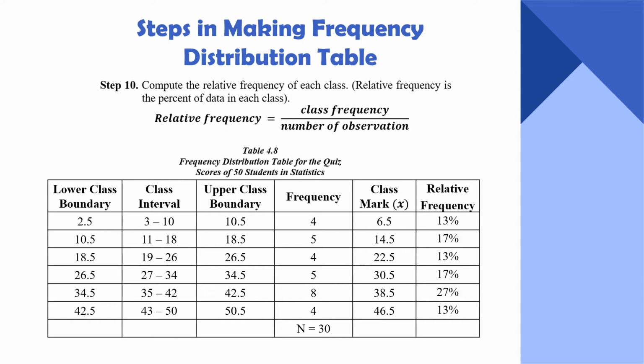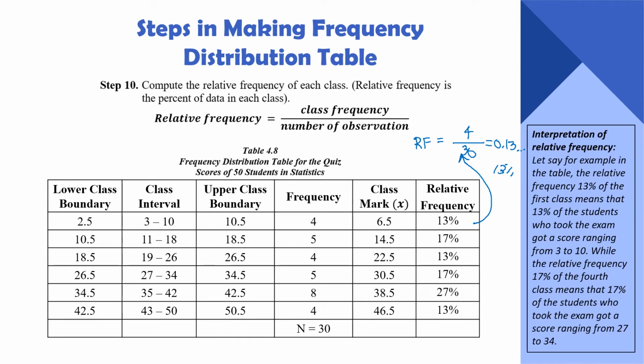So, gamitin lang natin, as example, itong first class. Okay? So, to get the relative frequency of the first class, we have to get the class frequency of the first class. So, that's 4. Okay? So, we get 4 here. Then, number of observations, that's 30. We get 30. And 4 divided by 30, that is equivalent to 0.13. So simply, we get the percentage of this. We multiply this by 100, so that is 13%. Okay?